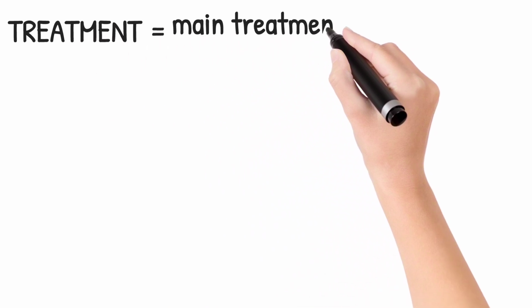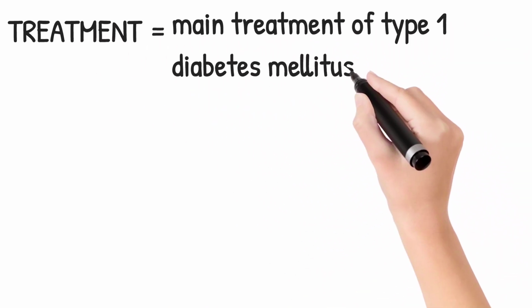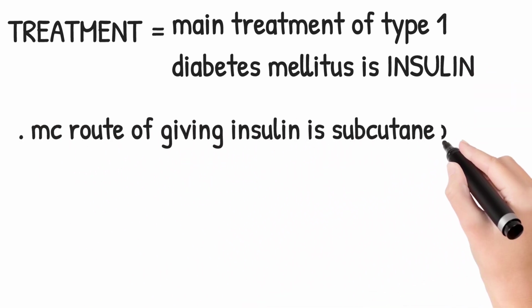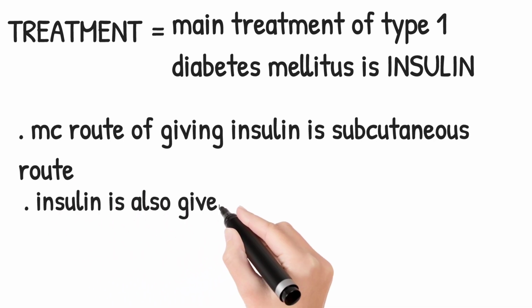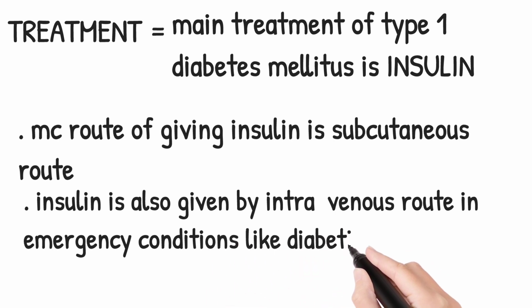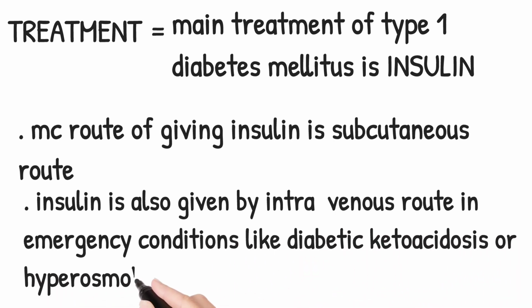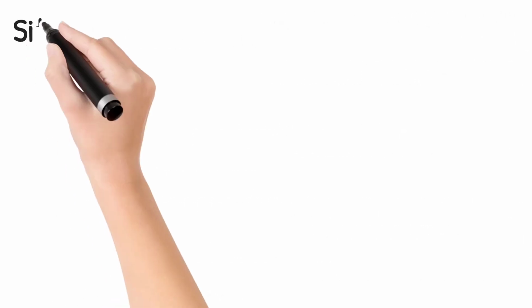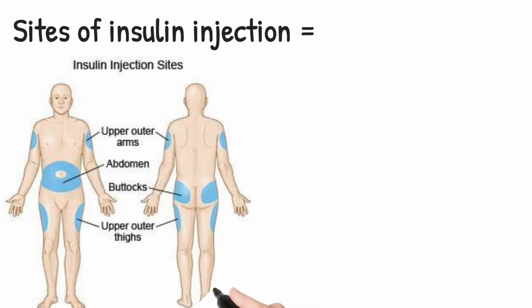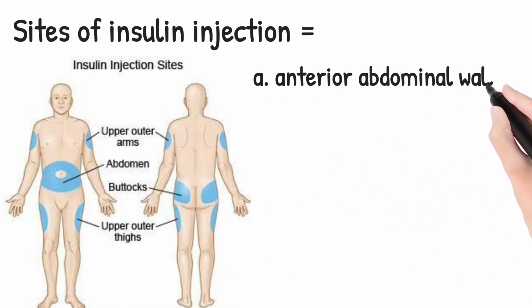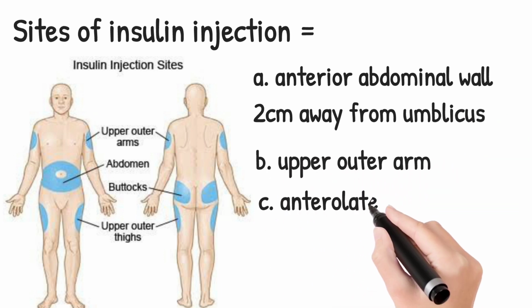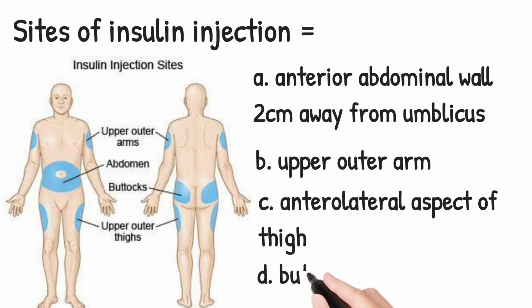Treatment. The main treatment of type 1 diabetes mellitus is insulin. The most common route of giving insulin is the subcutaneous route. Insulin is also given via intravenous route in case of emergency conditions like diabetic ketoacidosis or hyperosmolar coma. Sites of insulin injection are given in this image. First one is anterior abdominal wall 2 cm away from the umbilicus, upper outer arm, anterolateral aspect of thigh, buttock region.